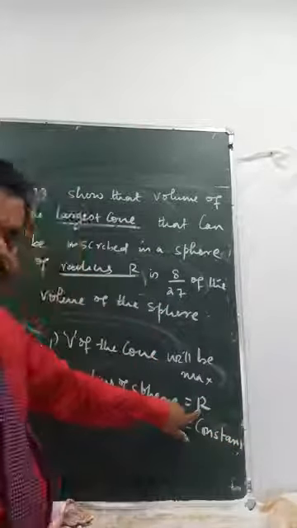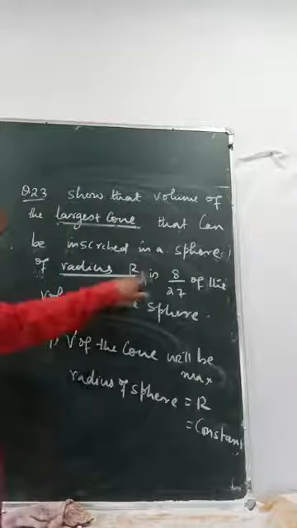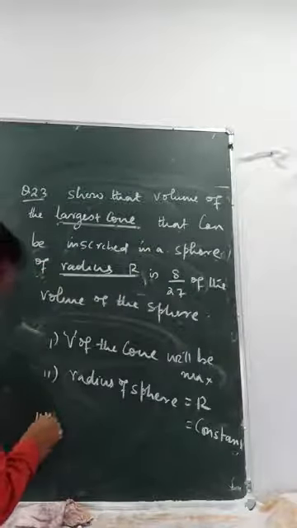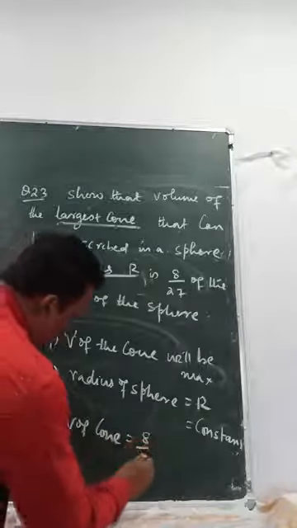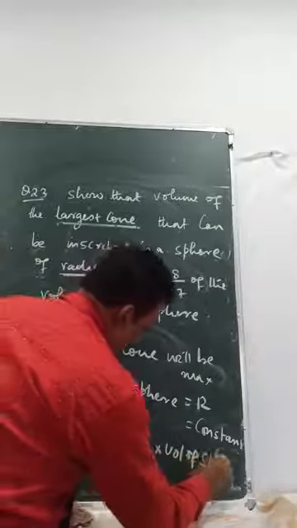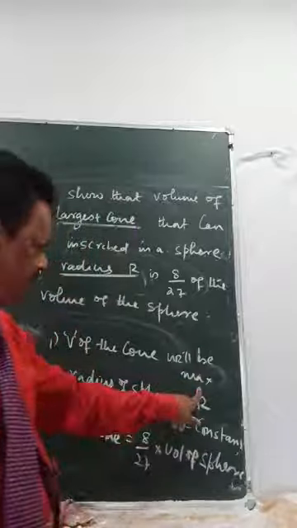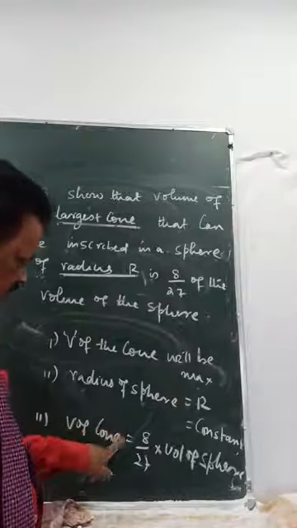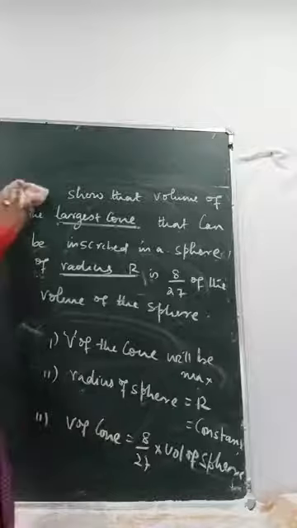ये r तो constant है, हम इसको यूज करेंगे. Then is 8 by 27. Who is 8 by 27? A cone is 8 by 27. Third point, volume of cone will be 8 by 27 volume of sphere. So 3 points. First, volume of the cone has to be maximum. You have to prove. Radius of the sphere is r constant. Again, you have to prove volume of the cone is 8 by 27 volume of the sphere. These 3 points you have to note here.